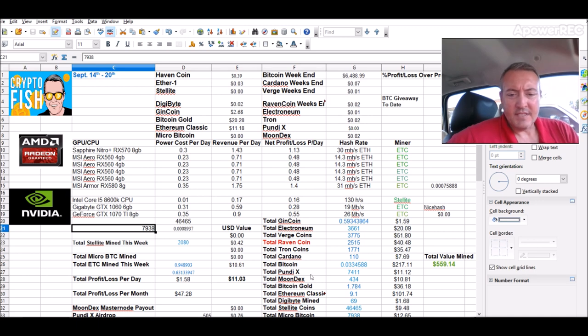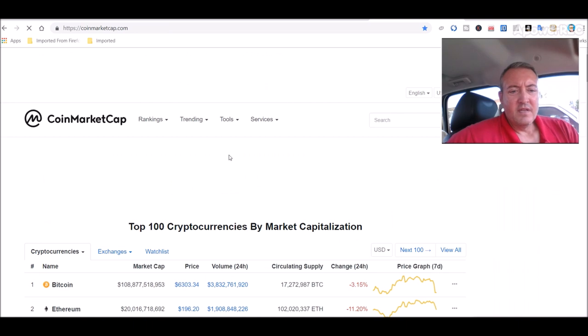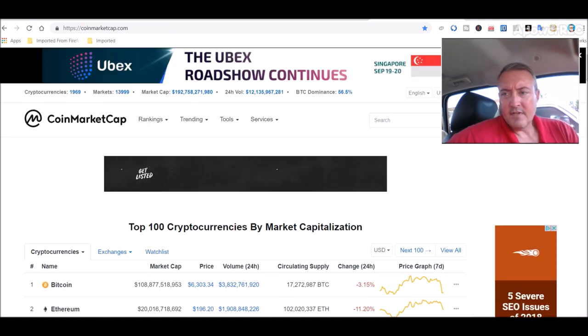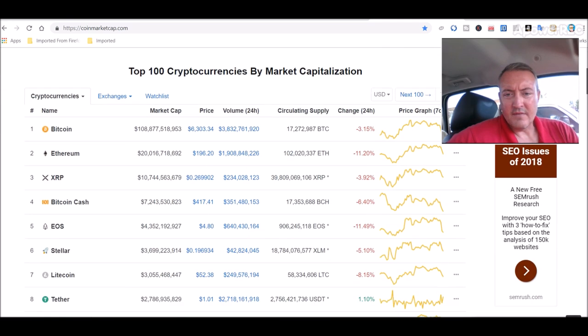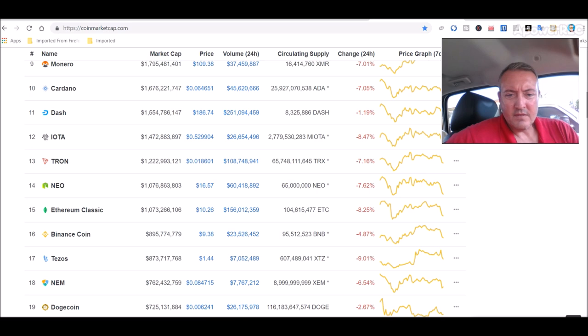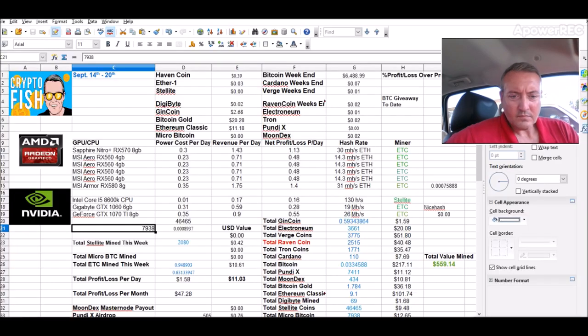I think Bitcoin is sitting around 6,200 right now. We can check that real quick. 6,300. So it did take a nice dip, like it usually does. It seems to just float around in that range. Ethereum took a nice dump, 11%. What did Ethereum Classic do? Down 8%. Altcoins look like they're taking more of a hit than Bitcoin today. But you just got to mine through it and hold. That's all you can do.